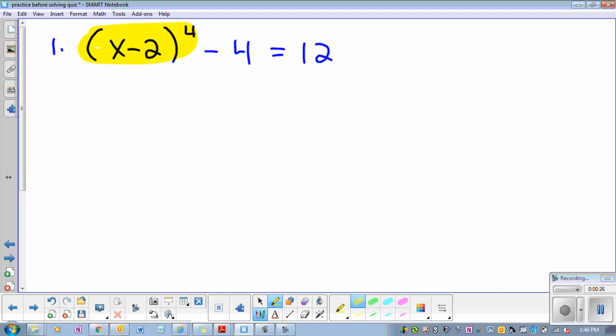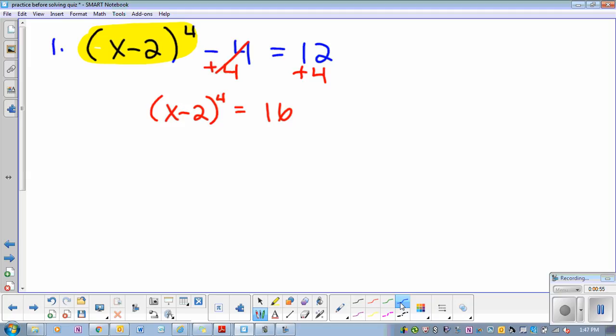What do I need to do? Oh, not yet. Add the 4. So then that goes away, and then we have x minus 2 to the 4th power equals 16. Now I have my exponential term all by itself, right? All right, how do I get rid of this power?